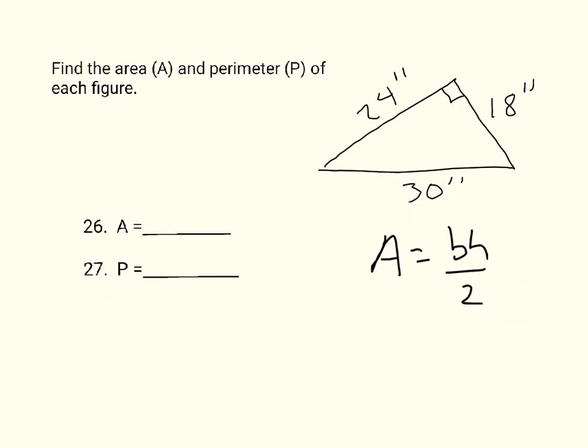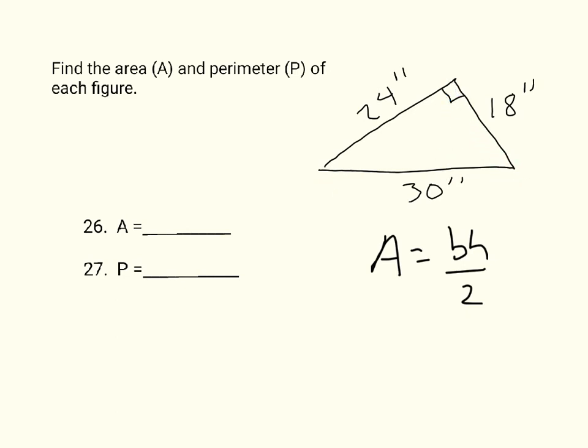We're to find the area and the perimeter of the given triangle. The formula that we'll use for area is base times height divided by 2. The trick is to figure out what's the base and what's the height. If we try to use 30 for the base, we have a problem because we have to go to the opposite angle, which would be this 90-degree angle, and there's no given measurement here, so we can't use 30.